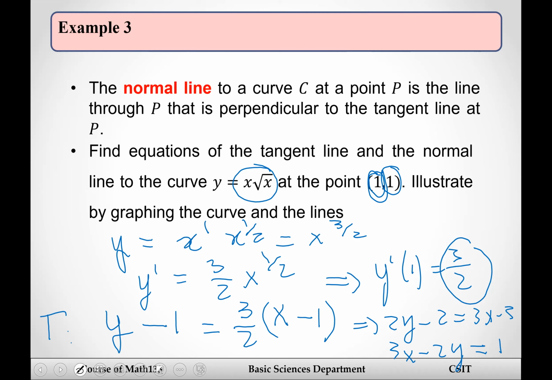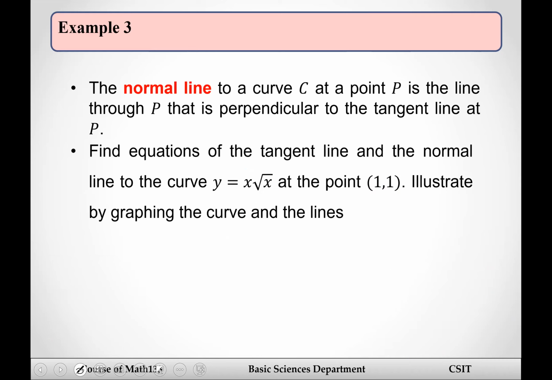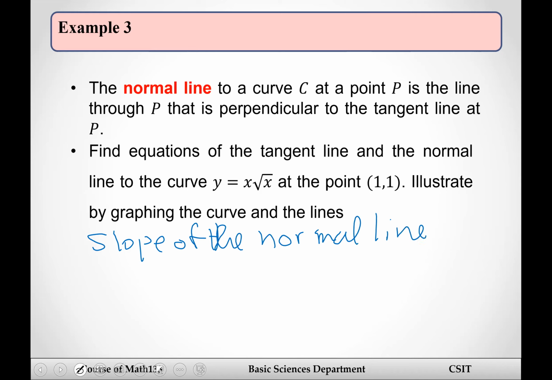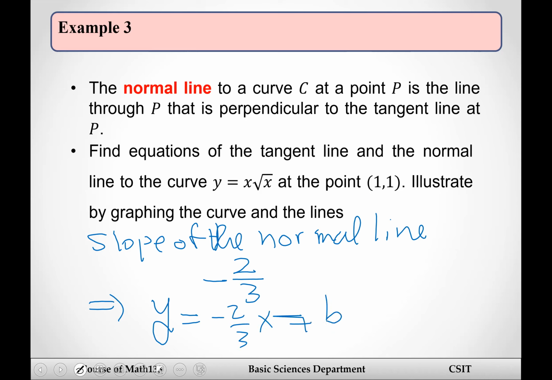Now the normal line, since we find here the derivative is 3 over 2, so the slope of the normal line is equal to, you flip the derivative, so it's 2 over 3, and you add minus. This is the slope. So it will give the equation like that. y equal to minus 2 over 3 x plus a number b that is the y-intercept. How to find b? Replace the point here in the equation.